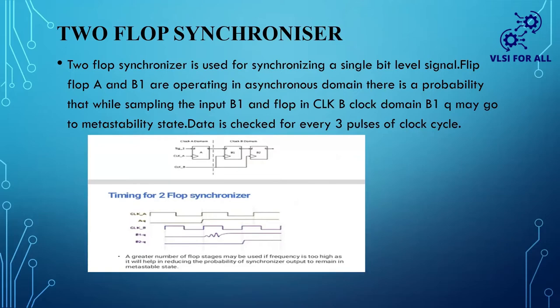many of you have a doubt: how can we say that after two clock pulses only, or at one clock pulse, we will get an output without metastability? Here we will consider the output for every three pulses of a clock cycle. That means for every three pulses of a clock cycle, it should get stable. Then we'll check if the output was correct. So I hope you have understood the two flop synchronizer from the last class.